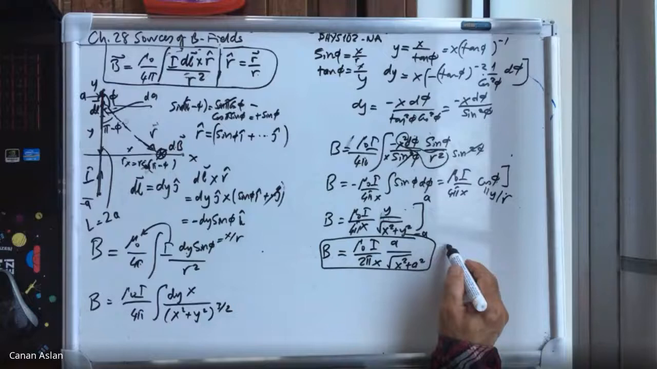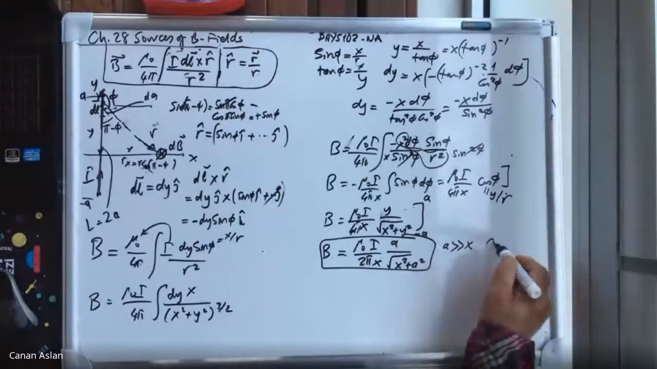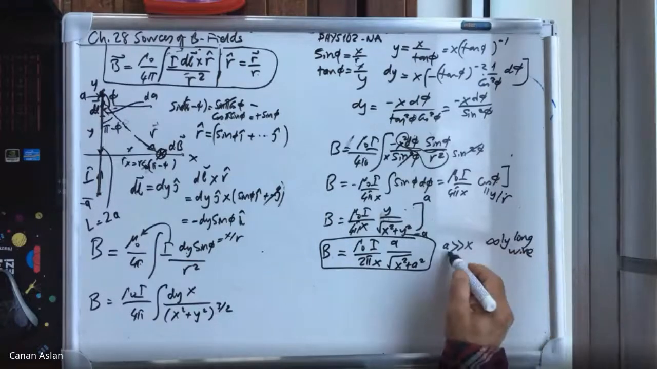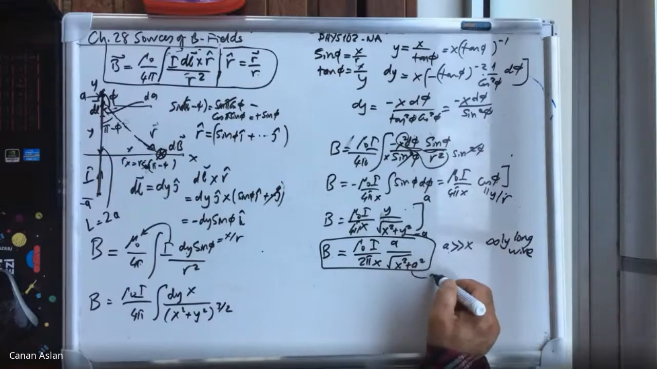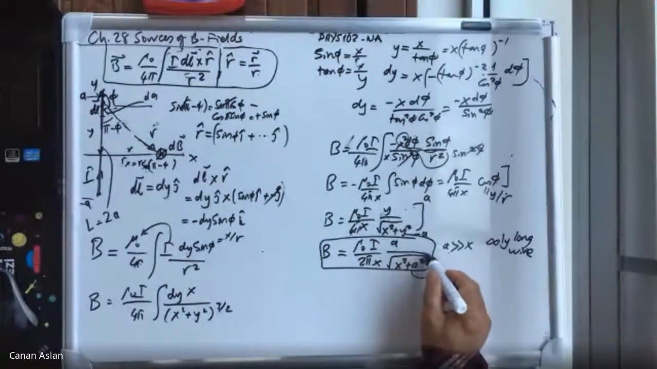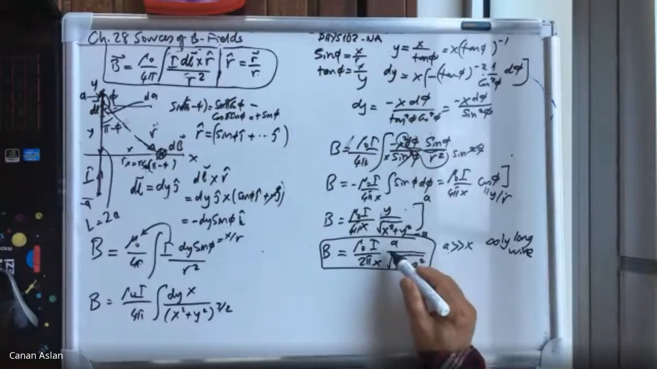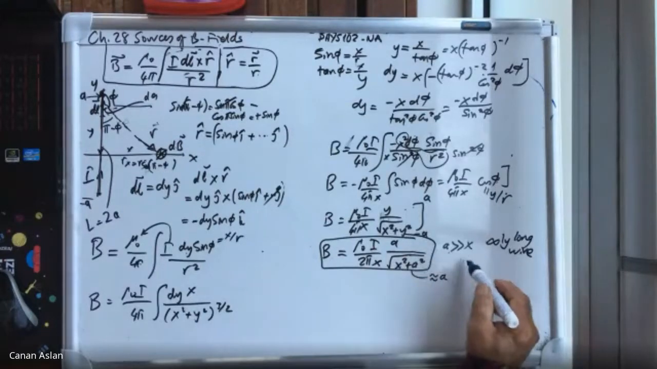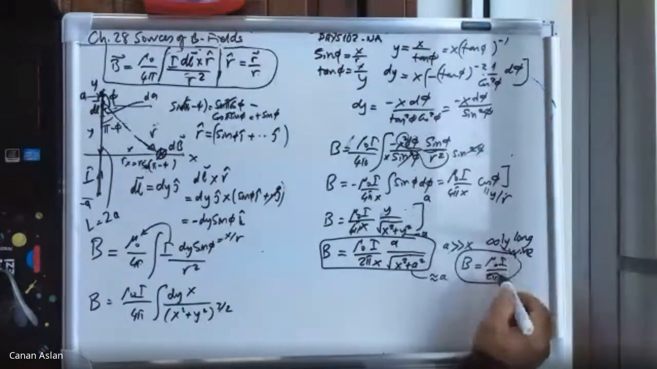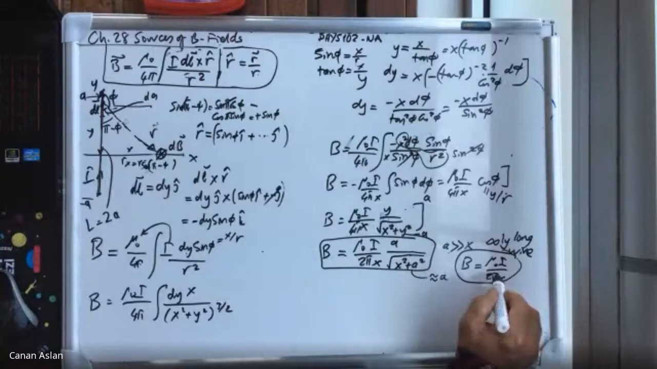When a is much greater than x, it means an infinitely long wire, then this expression is approximately a, because x is negligible, square root of a squared is just a, and it cancels a on the top, and the magnetic field just turns into mu 0 I over 2 pi x. So this is the result that we had obtained earlier, okay?